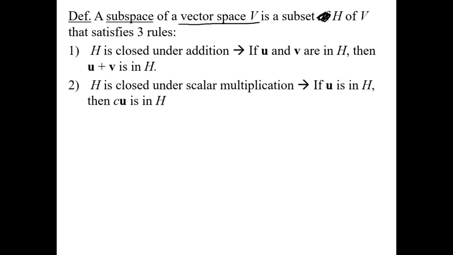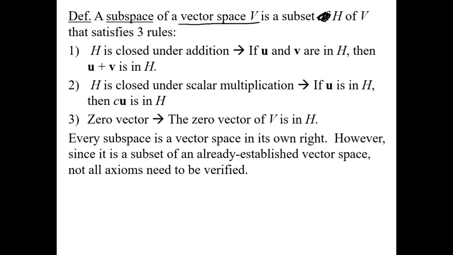It needs to be closed under scalar multiplication, right? So any vector in H, its scalar multiple still has to be in H. And the last condition is the zero vector. We know the zero vector is in V. We need to make sure it's also in H. So these are the only three we need to check if we're asked to prove that something is a subspace of something else.